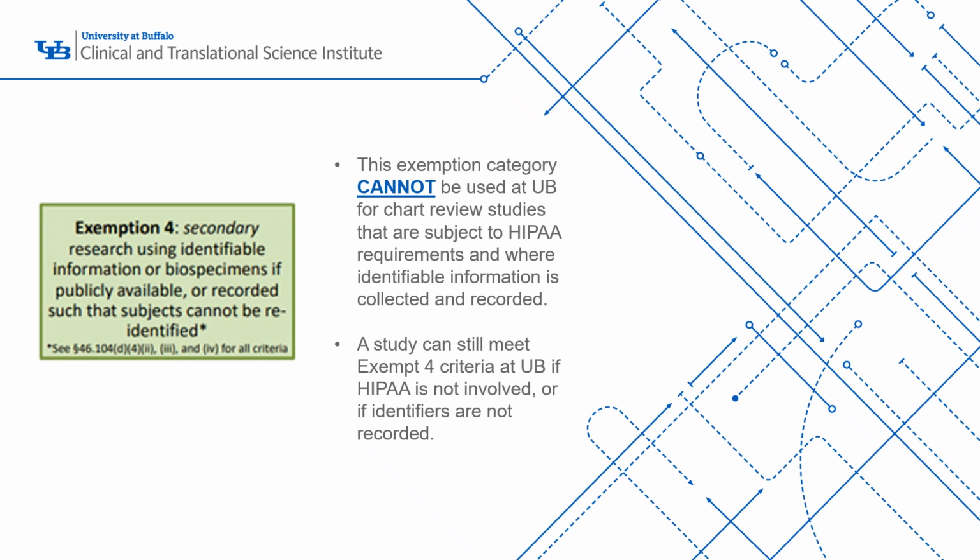Exempt category 4 is secondary research, where research is being conducted on identifiable data or biospecimens if that information is publicly available, or conducting secondary research on data where the subjects cannot be re-identified. Sometimes the IRB could ask investigators to include in the protocol whether or not they have the ability to re-identify subjects or recontact subjects, and to put information in their HRP 503 protocol that they will not do so.